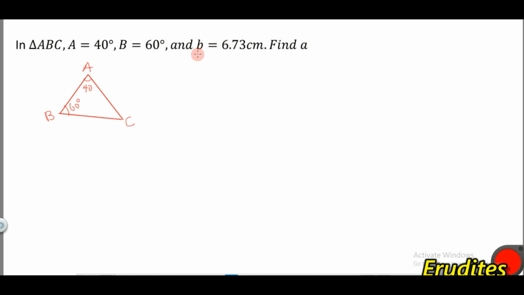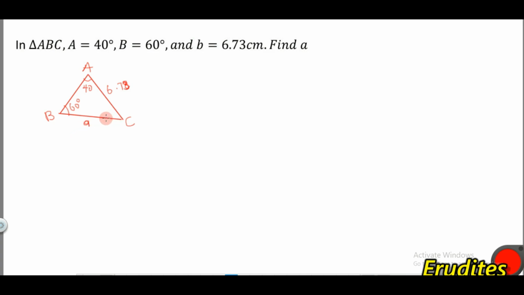It is not given. Then my small b is the side facing B, and it is 6.73 centimeters, right? So what am I asked to look for? Find a. So I am to look for this side a. But first, how do I get this angle C?